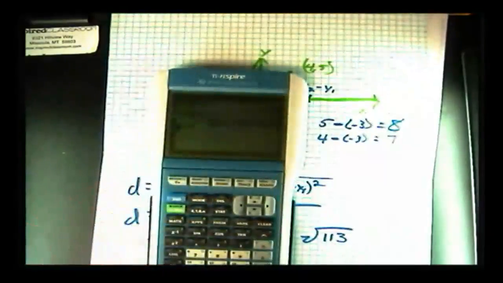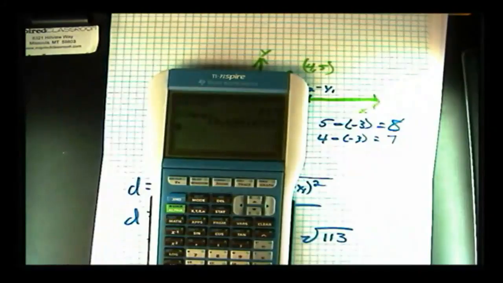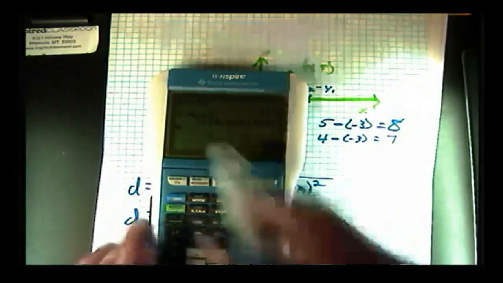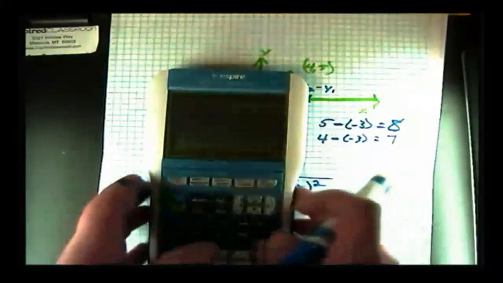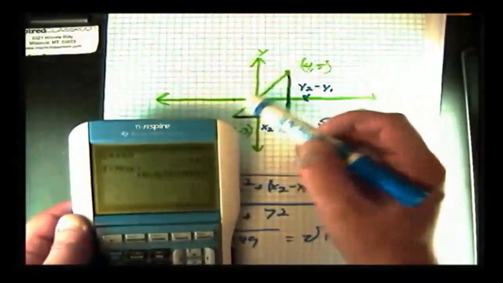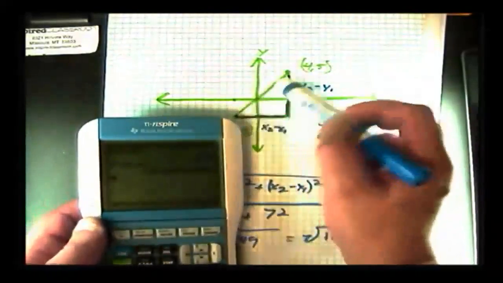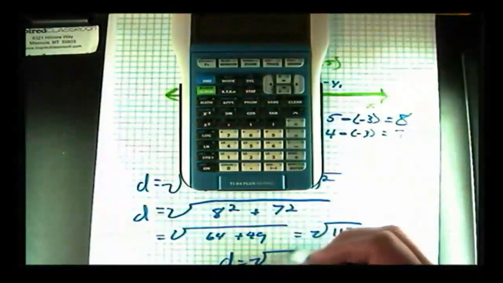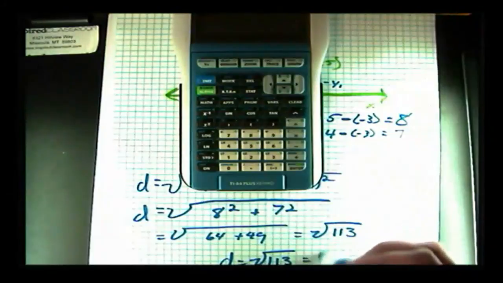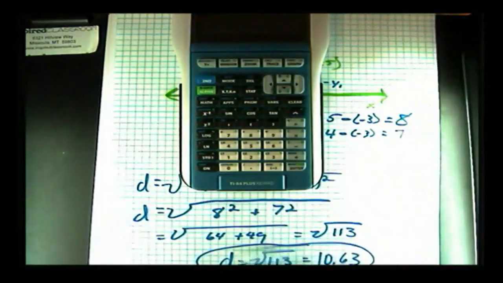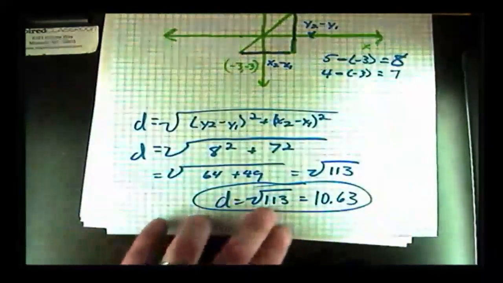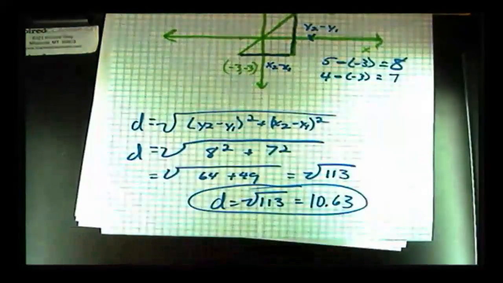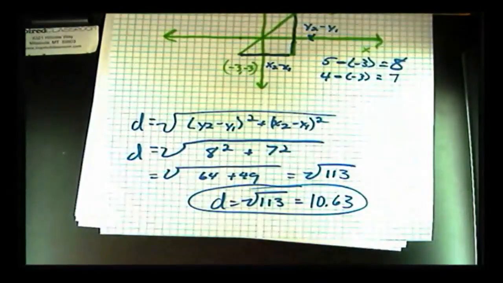It's not going to be a nice number. 113 is not a perfect square. It is between 10 and 11. But this is the actual distance right here. This line right here is 10.63 and some change units long. So our D is equal to 10.63. There, you can see D is equal to root 113. So that's the distance formula in action.